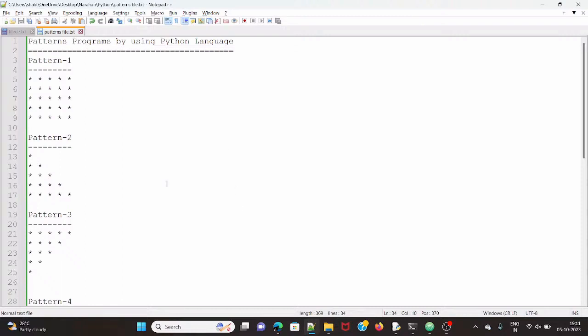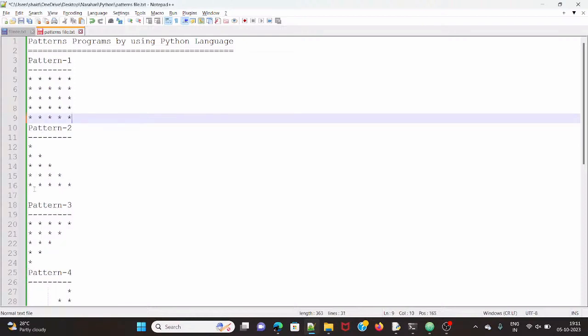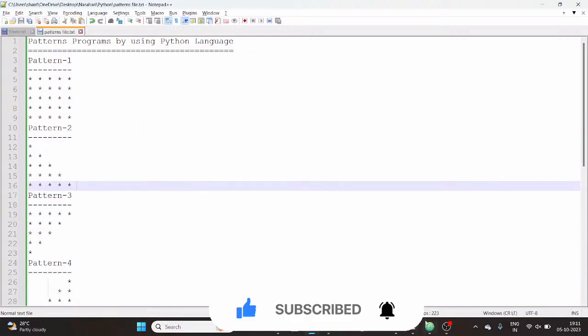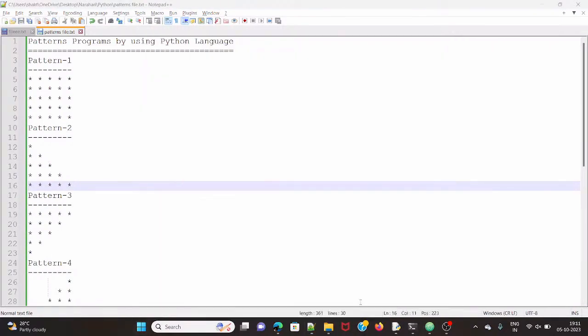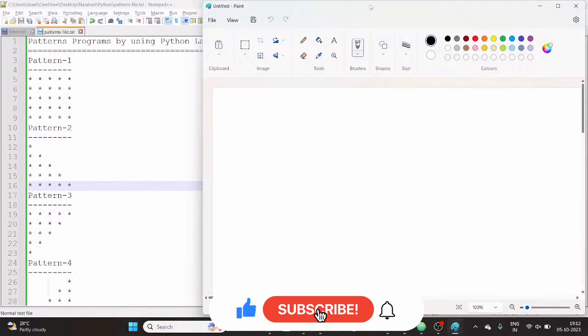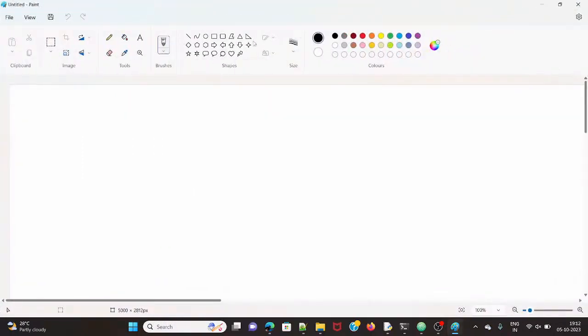Okay. So in the previous sessions, we have completed four patterns, right? All of you, totally four patterns are completed, guys. Those are the patterns, all of you observe what is done. The first pattern is about a rectangular shape, stars displaying a rectangular shape, okay? Square shape, guys. You can see that square shape.